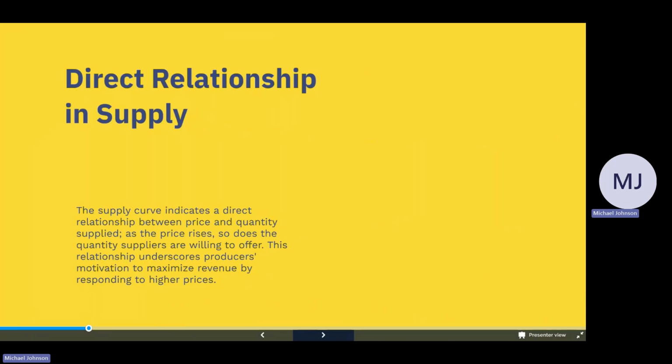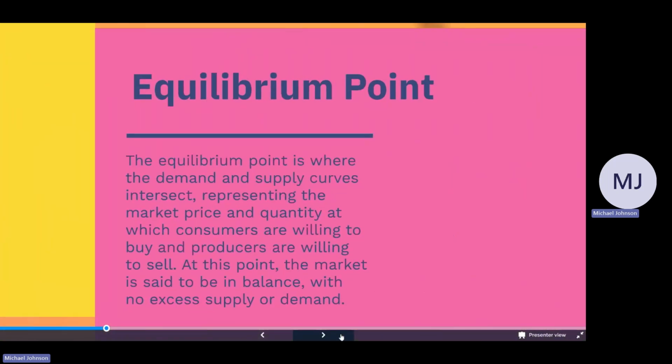Direct relationship in supply. The supply curve indicates a direct relationship between price and quantity supplied. As the price rises, so does the quantity suppliers are willing to offer. This relationship underscores producers' motivation to maximize revenue by responding to higher prices.